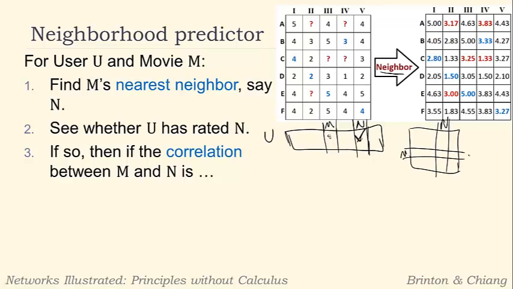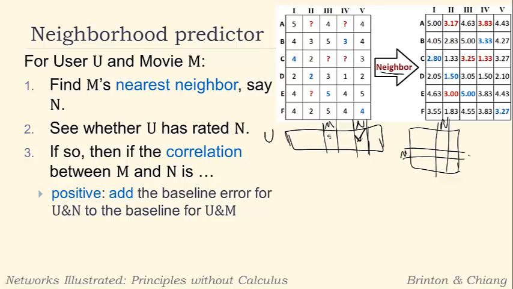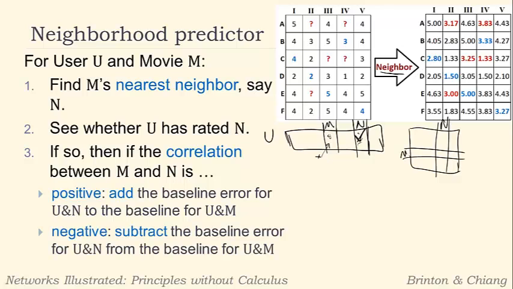If the correlation between M and N is positive, then we add the baseline error for U and N to the baseline prediction for U and M. So basically take the value that we had for the baseline predictor, and then add whatever error there was for U and N. And if it's negative, then we subtract the error that we see for U and N from the one that we see for U and M. That's how we change it. We add if it's a positive correlation, we subtract if it's a negative correlation. But remember that we're adding and subtracting baseline errors to the original baseline because we're augmenting the original predictor, so it's incremental on that.